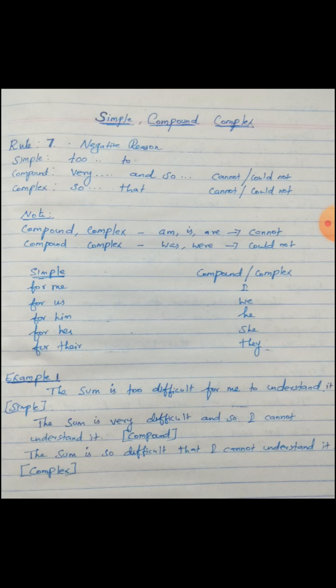Today we are going to see rule number 7, negative reason. All the sentences which are giving only negative sense, negative meanings. Simple sentence: too and for. Too means only negative. The sentences which are giving only negative meaning. So too and for.